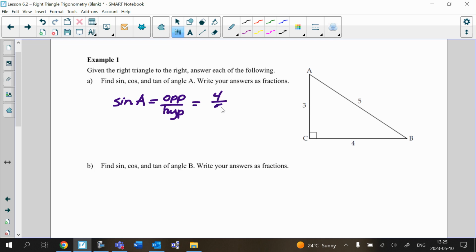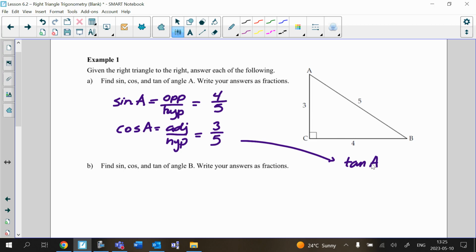The cosine of angle A is 3/5. Just put this one down here. And the tan of angle A is opposite side over adjacent side, which is 4/3.